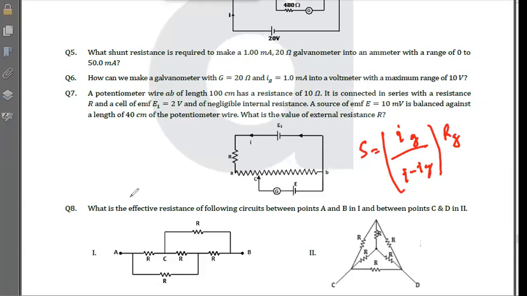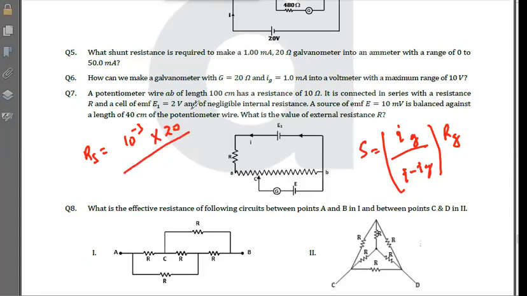Tell me, yes. So shunt निकल जाएगा because everything is given. So what is shunt resistance? Shunt resistance is IG by, what is the value of IG? So 10 to the minus 3, sir. Into RG is 20, by I minus IG.